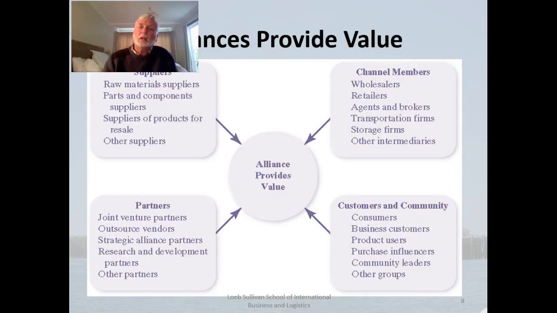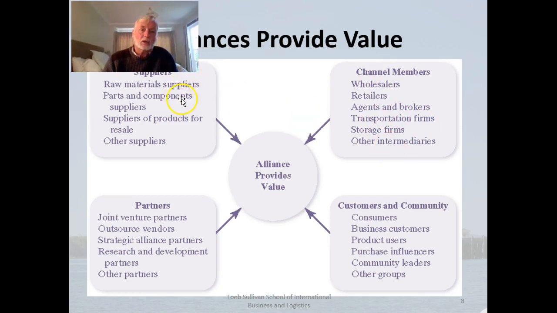And then finally, we may choose to have alliances. If we sell through channels, we are allying ourselves with our retailers and our wholesalers. And there are other kinds of channel members that we might use. So in the logistics world, we use various kinds of transportation firms. We may use bonded warehouses or third-party warehouses through third-party logistics providers, all sorts of intermediaries.